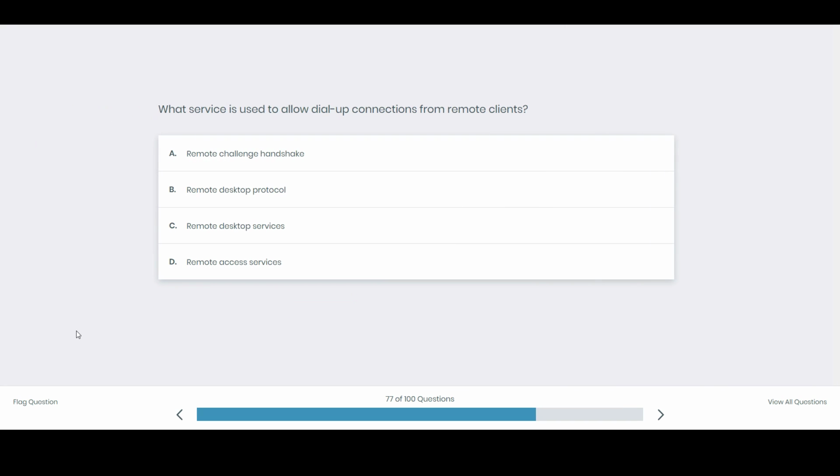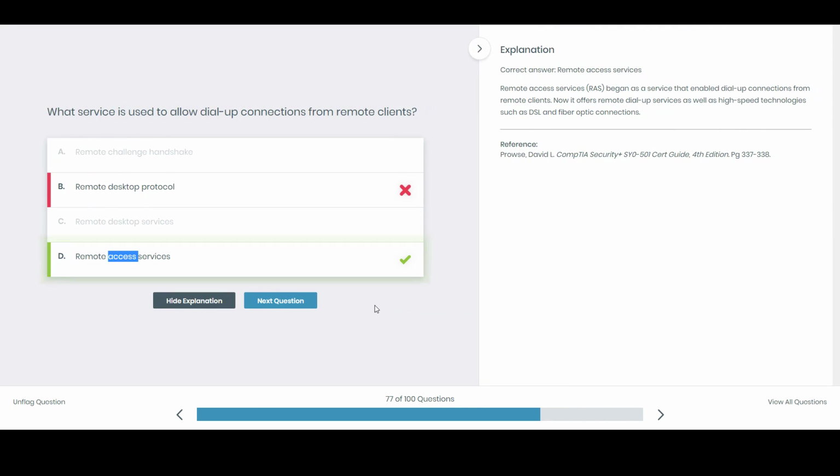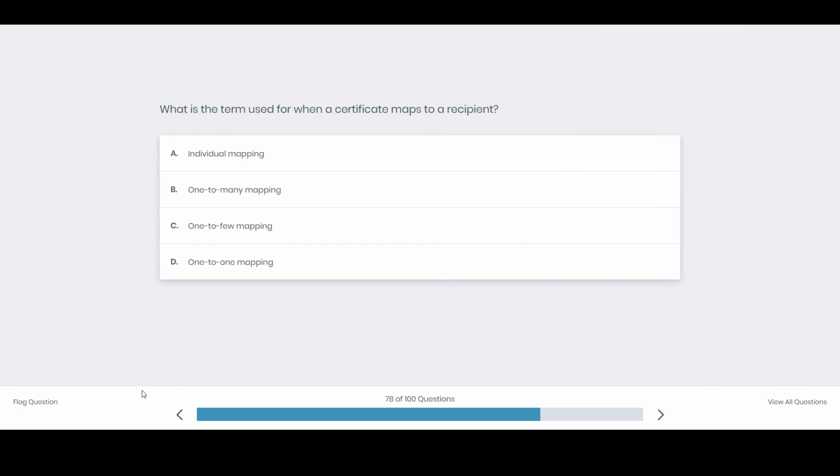What service is used to allow dial-up connection from a remote client? I didn't know this one. Remote Desktop Protocol, remote access services. Okay, the answer is remote access services. RAS. Does that enable dial-up? Okay, gotcha. What is the term used when a certificate maps to a recipient? What is the term used for when a certificate maps to one? One-to-one. Yeah, maps one-to-one.